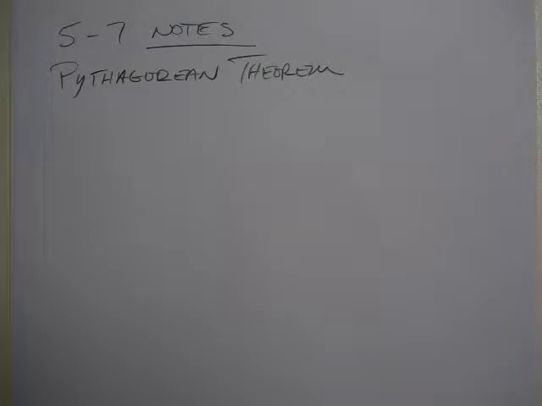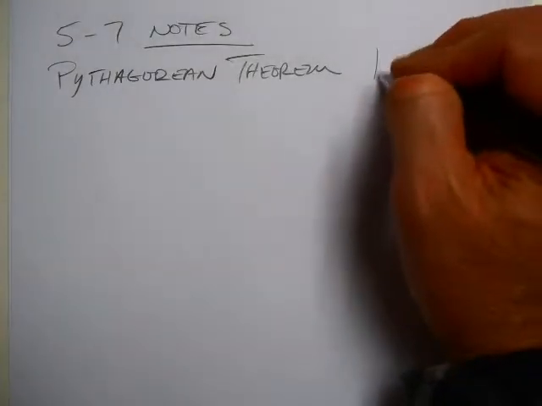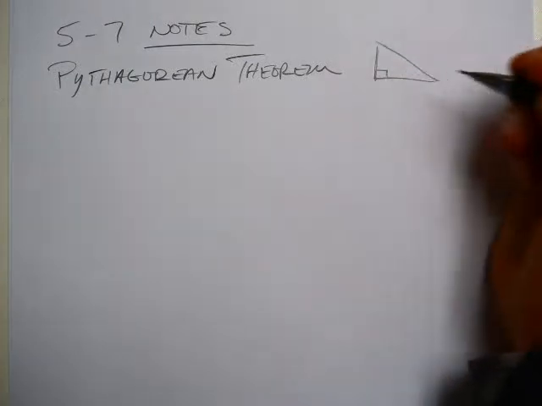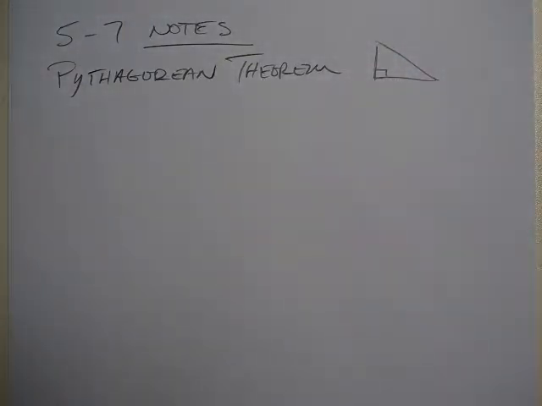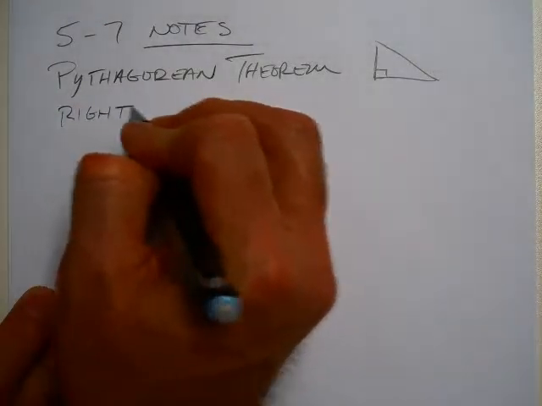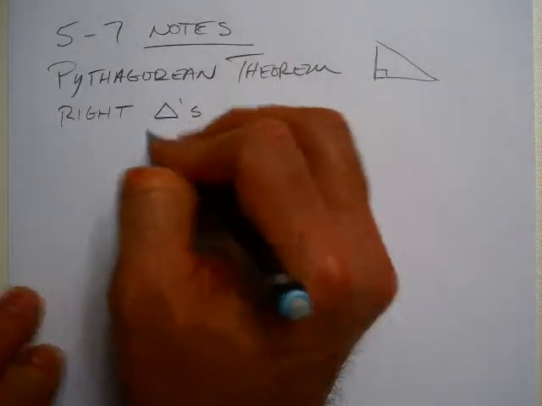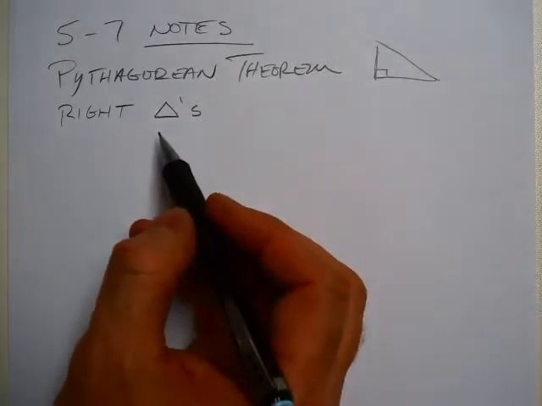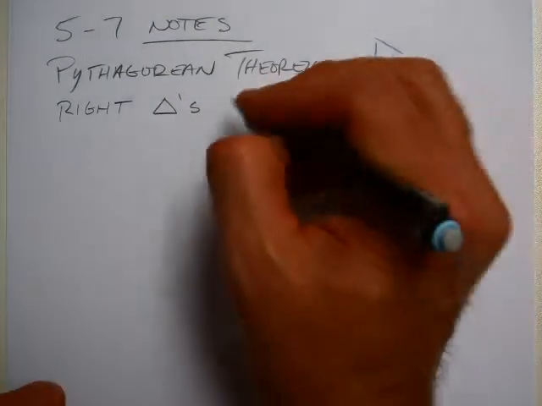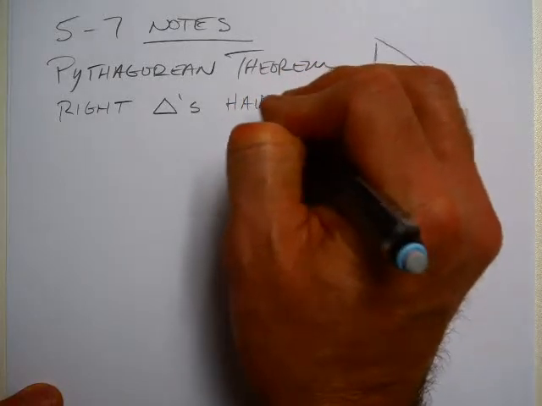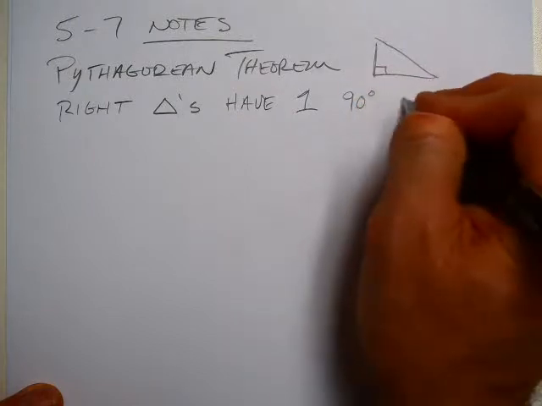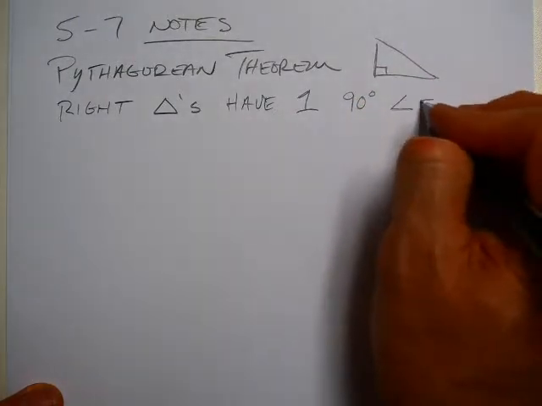This deals with right triangles, and I would be surprised if you haven't seen something about this in the past. So we're dealing with right triangles. Here's how we get away with not writing the word triangle every time that we need to. Right triangles have one 90-degree angle.